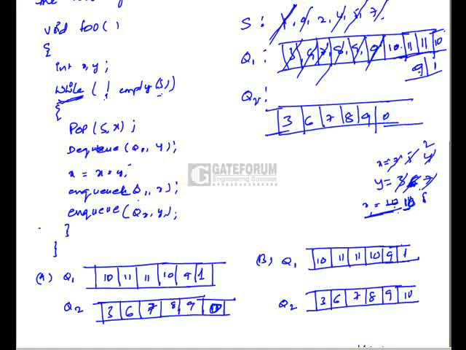So these are the contents of the queues, Q1 and Q2. Q1 contains 10, 11, 11, 10, 9, 1, 3, 6, 7, 8, 9. Q2 contains 3, 6, 7, 8, 9, 0. So here the correct option is option A.